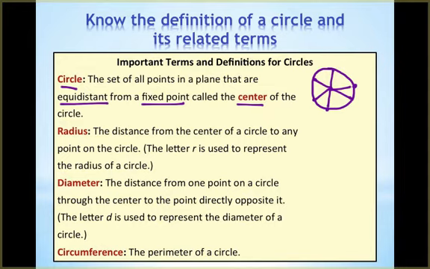The distance from the center of the circle to any point on the circle is called the radius, and we use the letter R to represent the radius in a circle. The diameter is the distance from one point of the circle through the center and to the opposite point, and we use the letter D to represent the diameter. And then the last thing we're going to talk about is the circumference, and circumference is just the mathematical term for a perimeter of a circle. So if you are specifically finding perimeter for a circle, we call that the circumference.